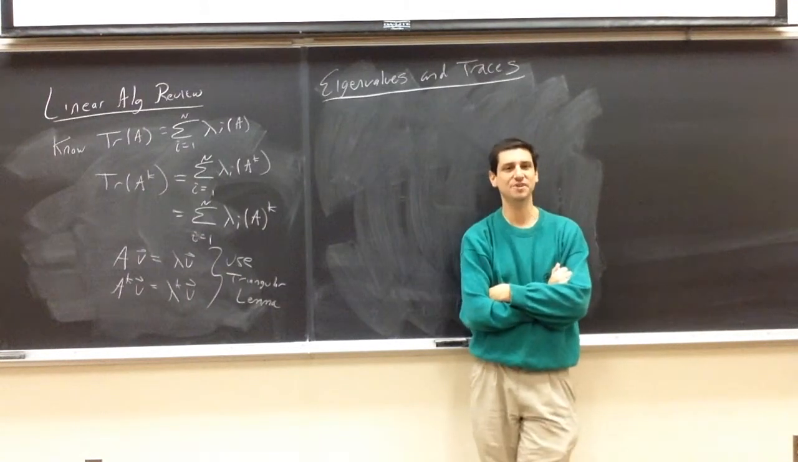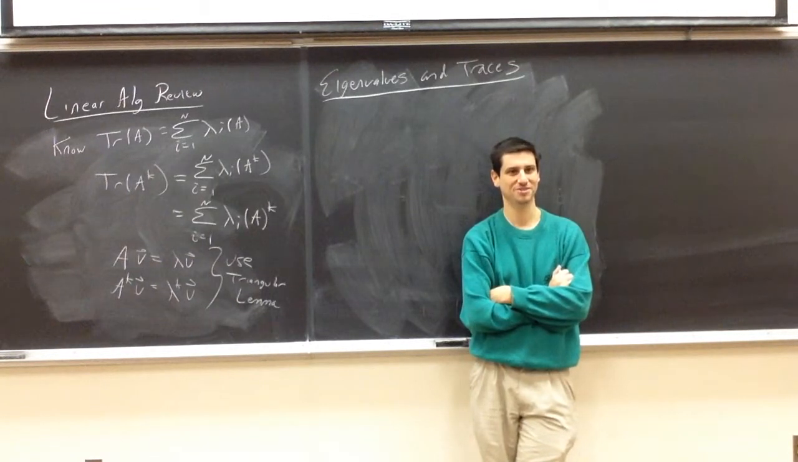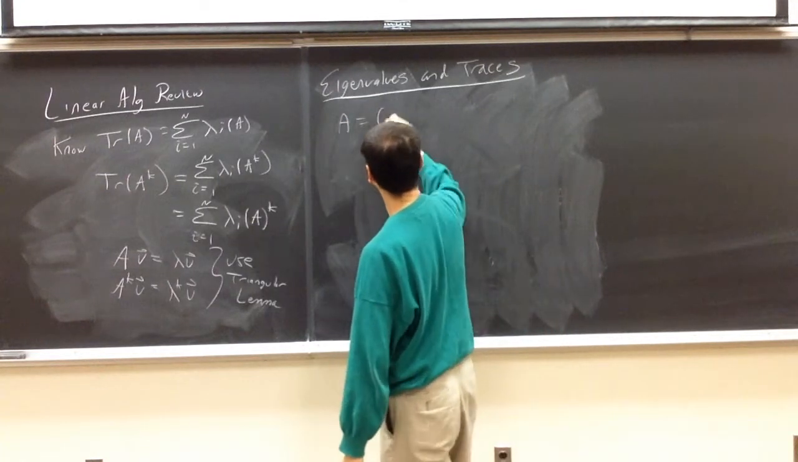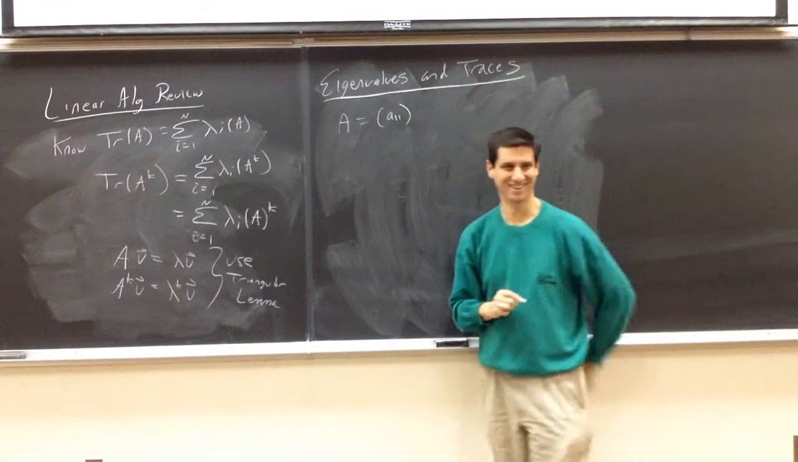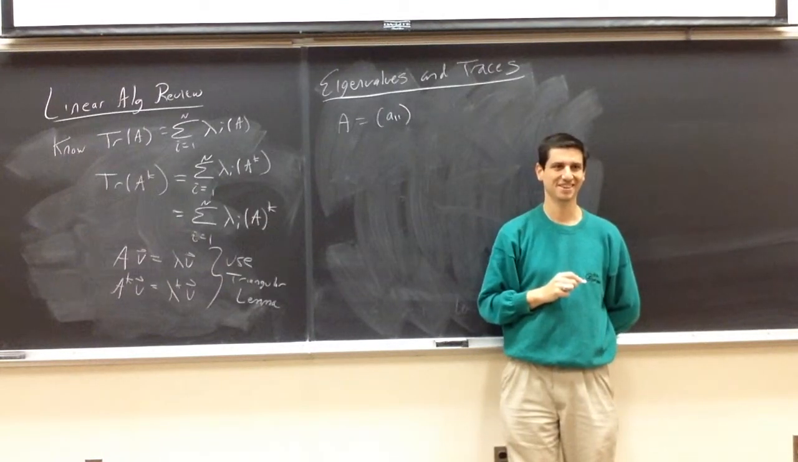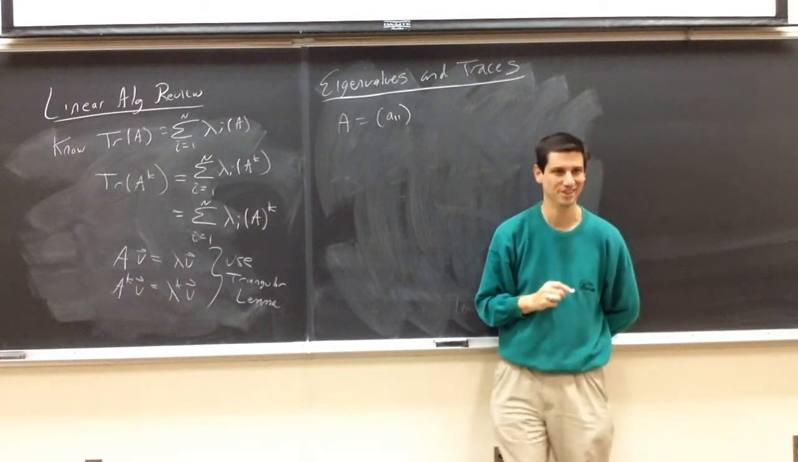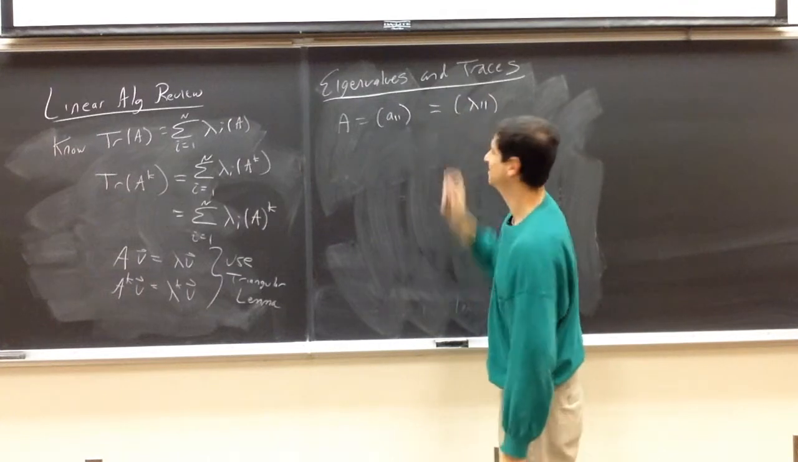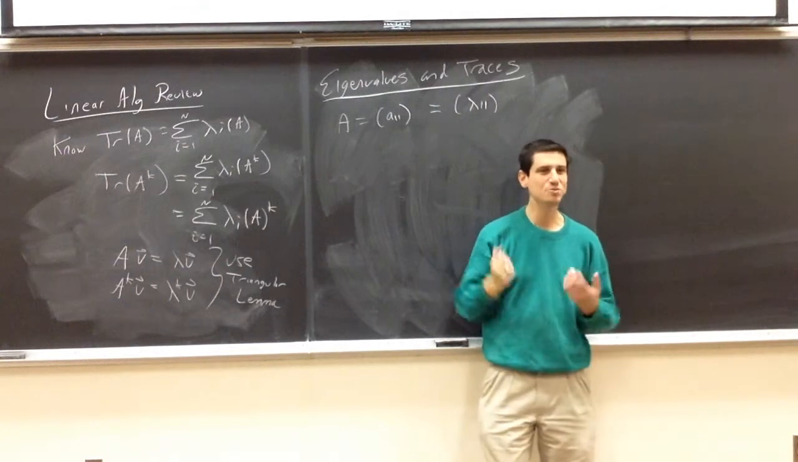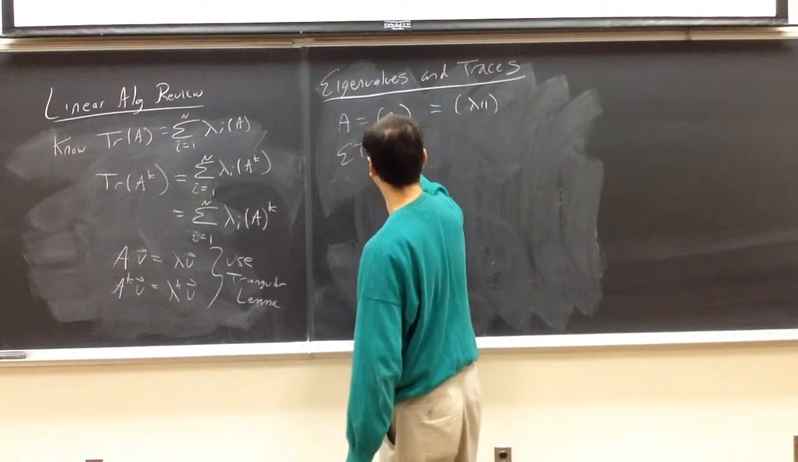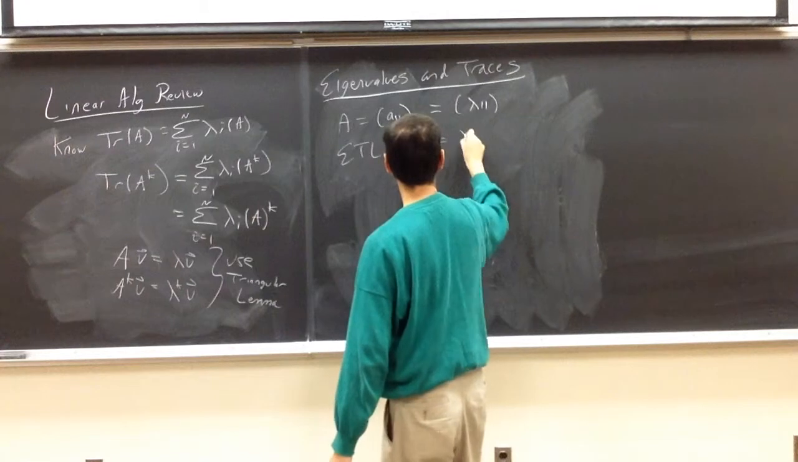If I was feeling particularly generous, what size matrix would I give you? One by one. So let's say A is equal to a11. Can anybody diagonalize this matrix for me? All right. Let's explore the consequences of the eigenvalue trace lemma. A11 equals lambda 11.